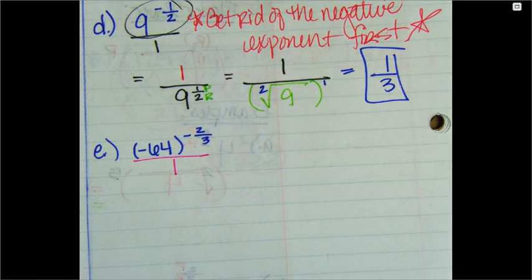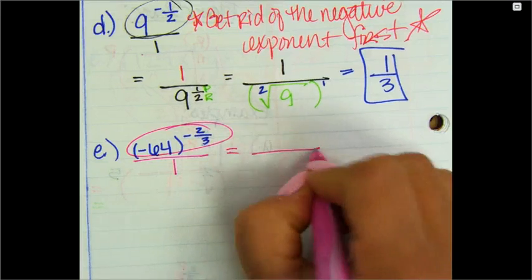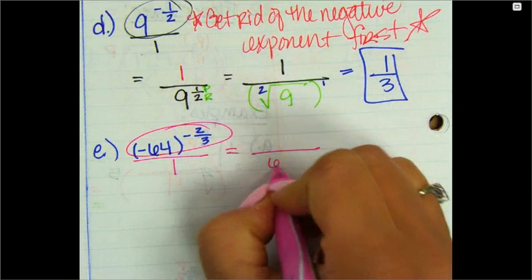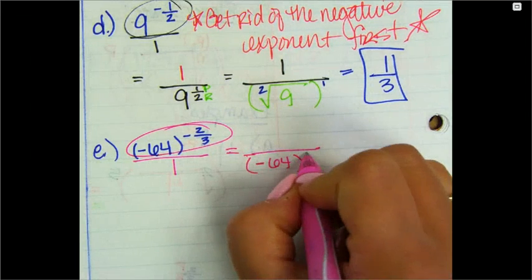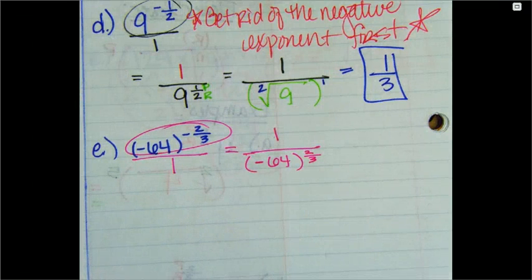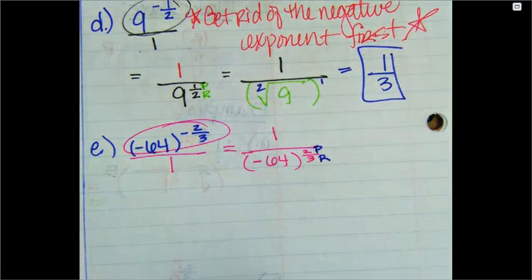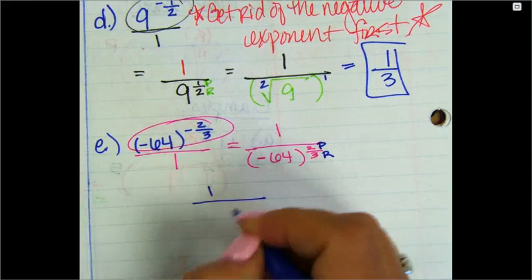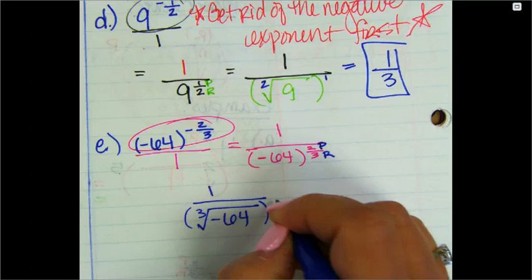Starts like this, yes? Okay, we move. This whole thing goes to where? Goes to the bottom, but it stays negative 64. That has nothing to do with moving it. The only thing that becomes positive is the 2/3. The 1 goes back on top. 2/3 is your positive exponent now. Your power is your 2, and your 3 is your root, correct? Okay. We get 1 over the cubic root of negative 64 to the second power.